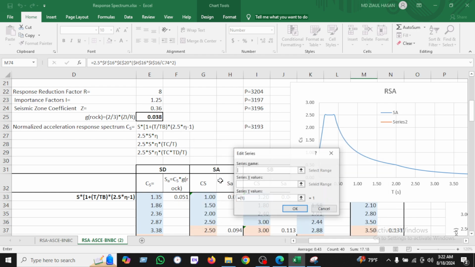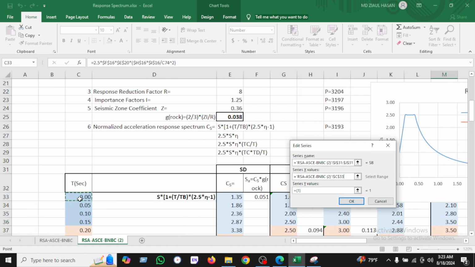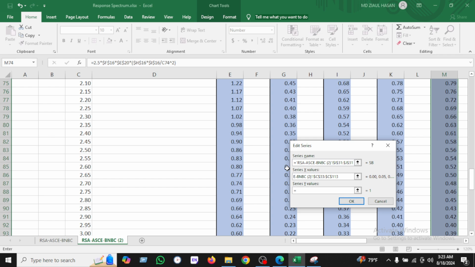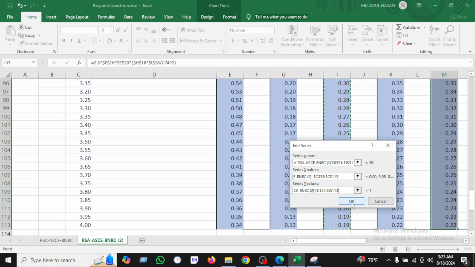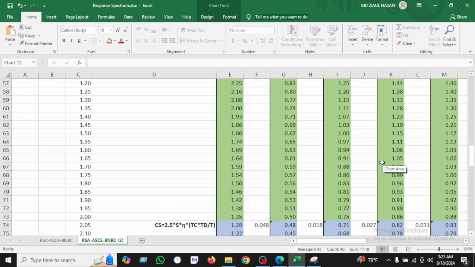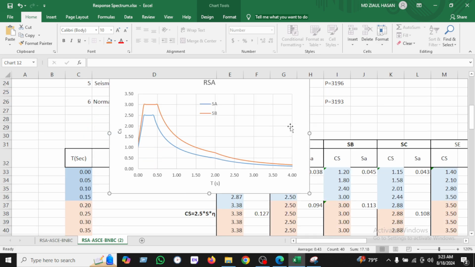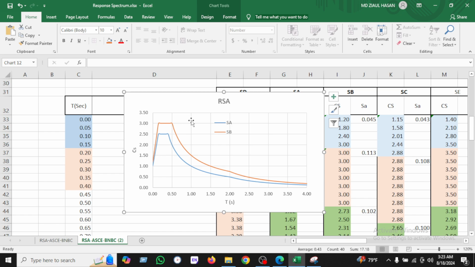Now we will plot in the same way Sb. So Sb is here, and the X value is the time period, and the Y value is Cs. So here is the Cs Y value up to 4 seconds. So this is our Sb. So we have plotted Sa and Sb in the same way.